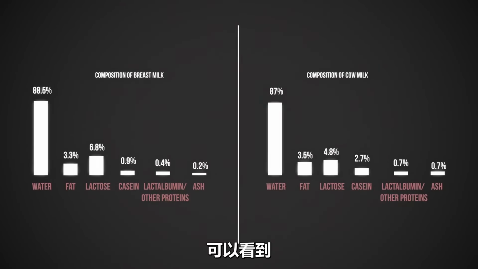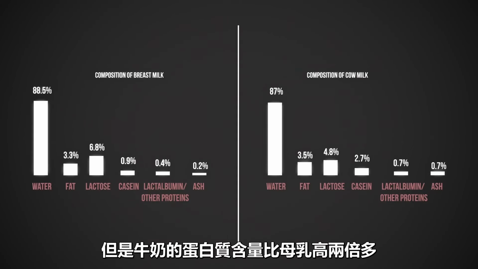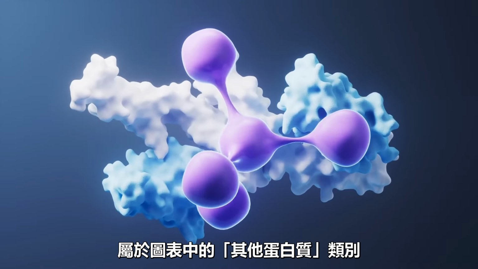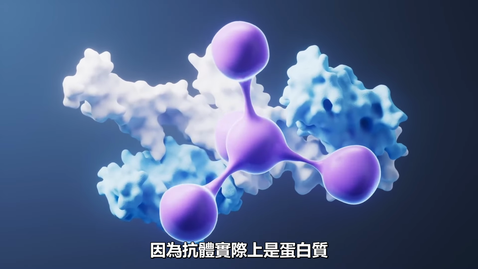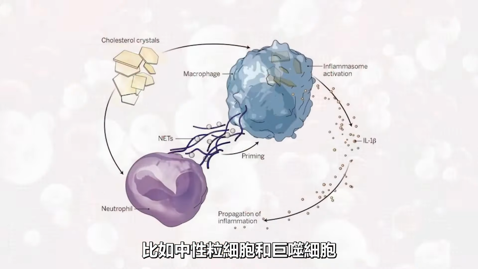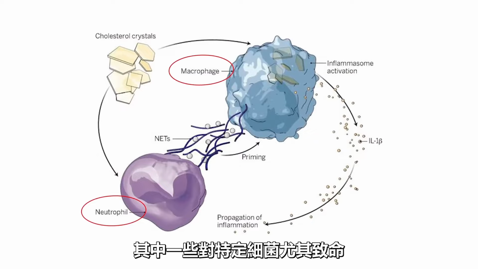And looking at this chart, there are components that are pretty close, but there are also some significant differences, such as human milk has about 50% more lactose than cow's milk, but the protein content in cow's milk is more than 2 times greater. Also of importance is the immune support that breast milk can provide, as there are antibodies found in the milk, which would be part of that other proteins category that we saw in the chart, because antibodies are actually proteins. There are also several types of white blood cells that are in the milk, such as neutrophils and macrophages, some of which are especially lethal to certain types of bacteria.